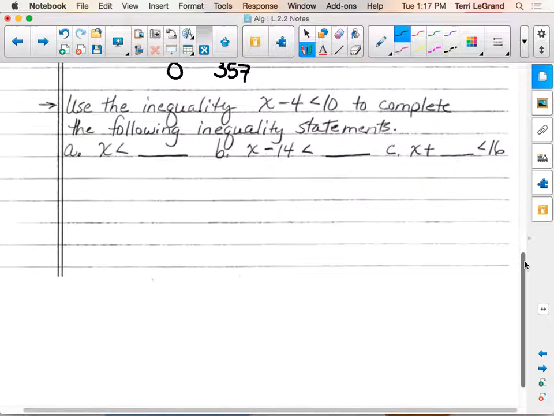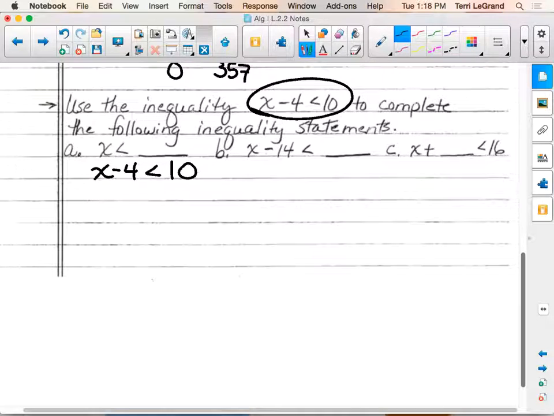Here's the deal, it says, use the inequality, circle this, x minus 4 is less than 10. Use that inequality. Look at this team that's going to work together here. It says to complete the following inequality statements. So here's our inequality statement that has to be completed being related to that. So that's the only thing we have to really start with. So we're just going to write that down first.